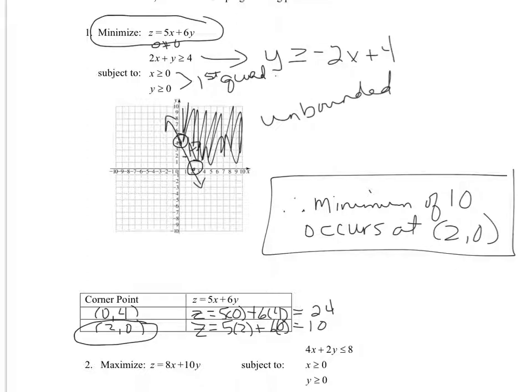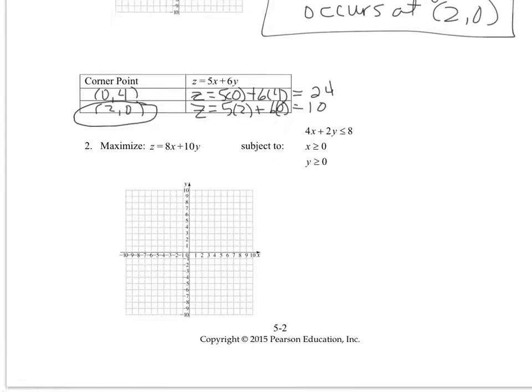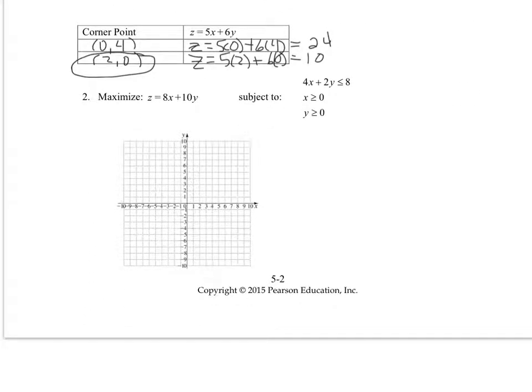Now, let's look at the next example. This time we need to maximize an equation. So this is what we'll use when we get ready to maximize. Remember, we can only maximize if it's totally bounded. And this is what we're going to need to graph. Again, we can use intercepts, or we can use slope-intercept form.